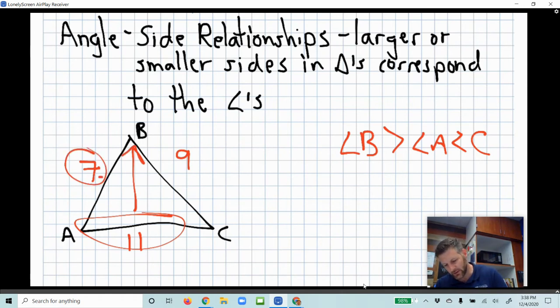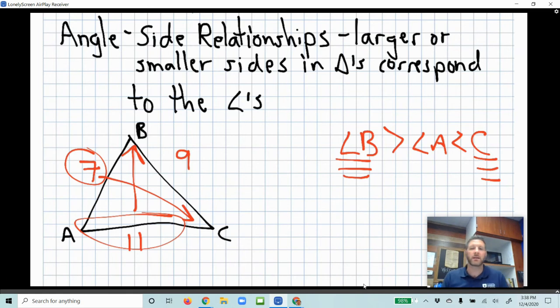Smallest side, 7, is across from C there, so therefore B is my largest side, C is my shortest, and then A, being 9, is in between. And it works vice versa. It works the same way with degrees. It's just kind of like a quick sketch.